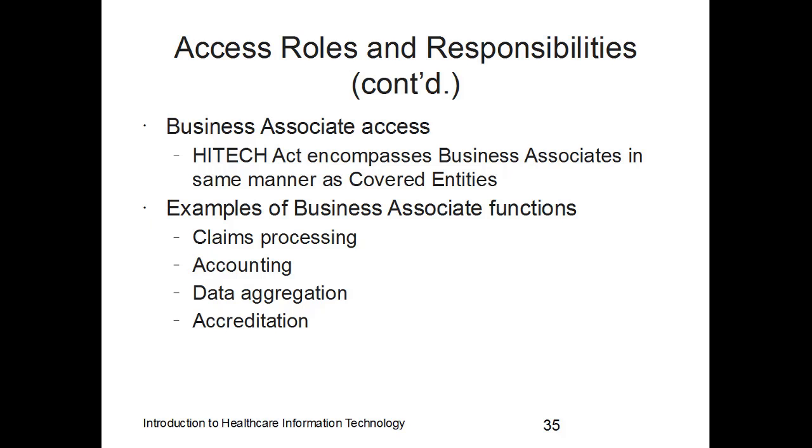When it comes to business associate access, the HITECH Act, this will also encompass business associates of the covered entity. This applies to them also. Some examples of a business associate function: claims processing, accounting, accreditation, data aggregation. So the same rules that the covered entity, the healthcare provider, provides for the patient, the HITECH Act covers them, but also covers any kind of work that's outsourced by them, like accounting, like accreditation, and so on. They must follow the same stringent rules to protect the patient's data and keep it private.